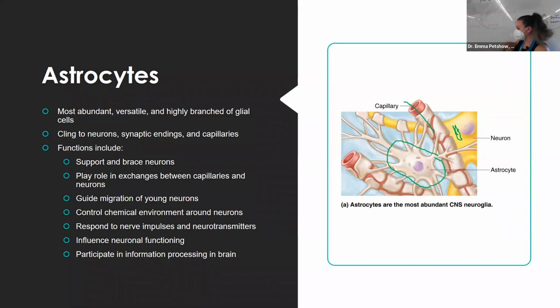So when I think of astrocytes, I think of two things. I think of structural support and communication between the blood and the neurons. Those are my two big things with astrocytes.